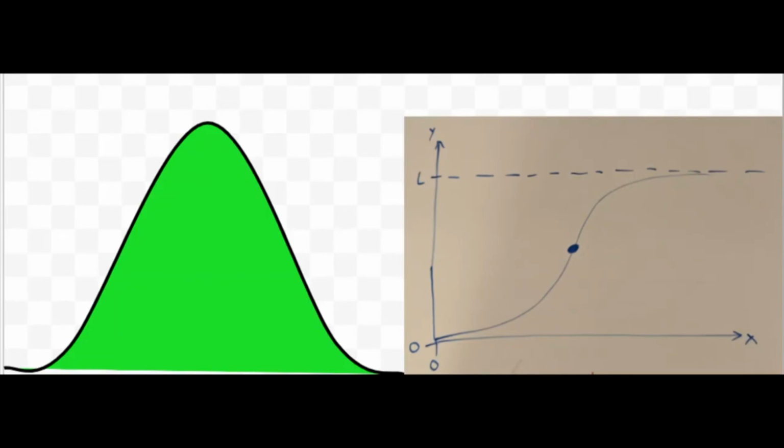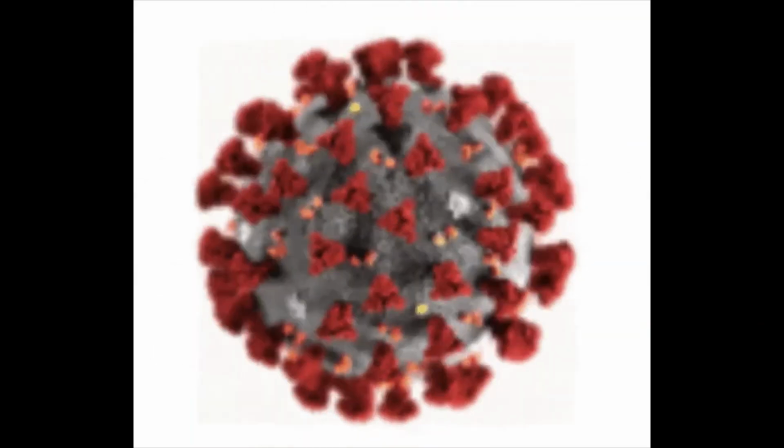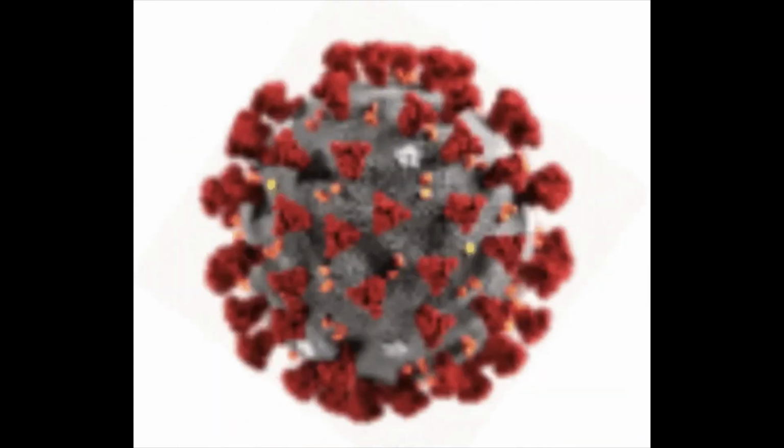And through this example, we can see that flattening the curve really means that the amount of new people being infected each day decreases. By understanding the term flattening the curve, you can help the world solve the pandemic.